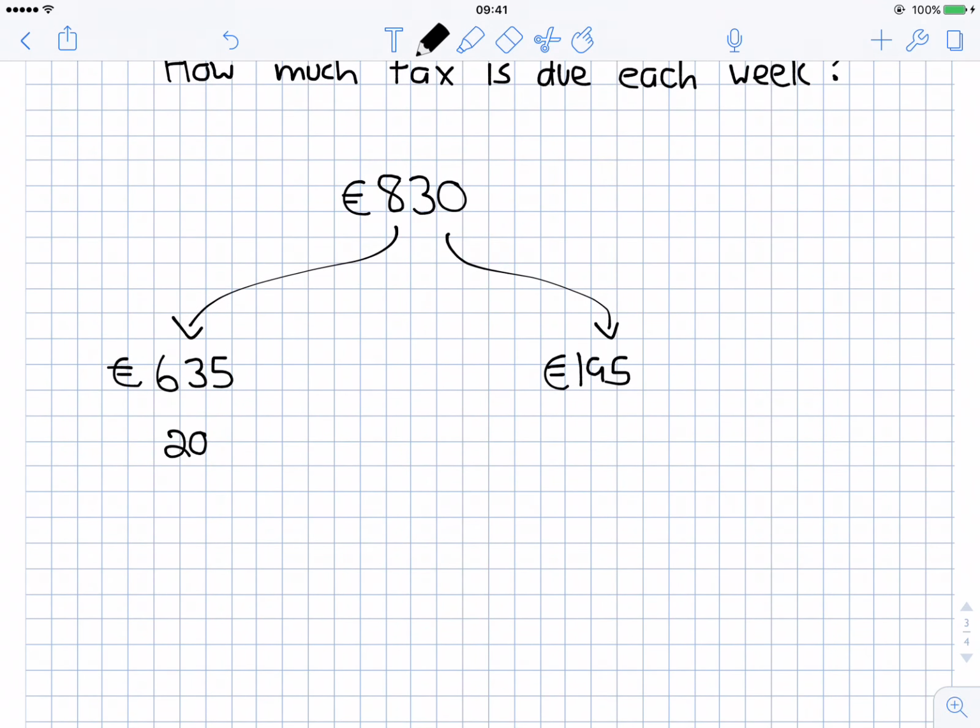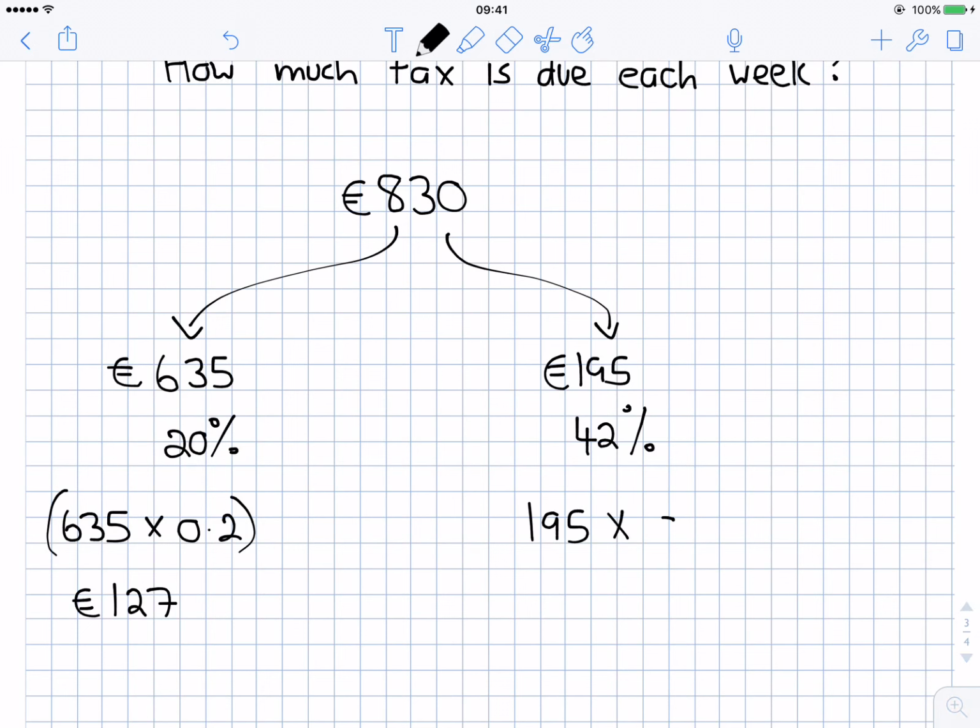This is going to be at the lower rate and this is going to be at the higher rate. So once again on your calculator, 635 multiplied by 0.2, which is 20%, gives us €127. And 195 multiplied by 0.42 gives us €81.90.